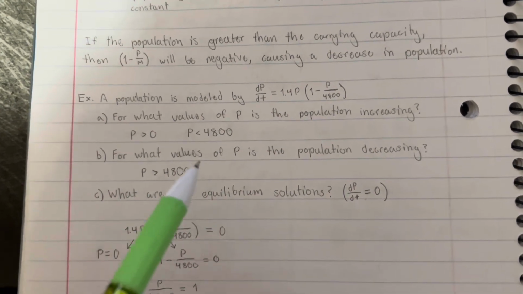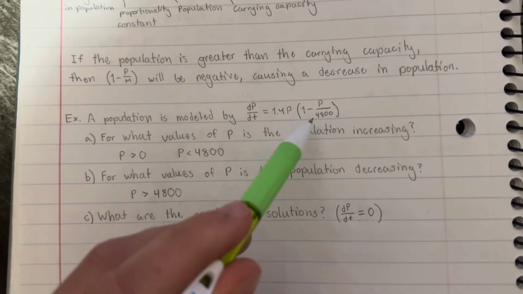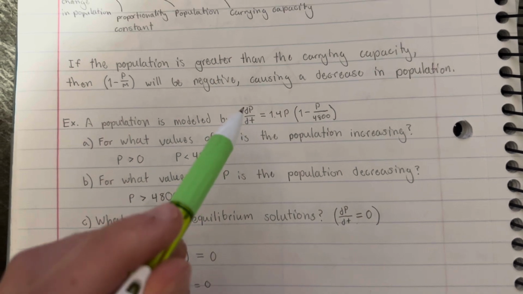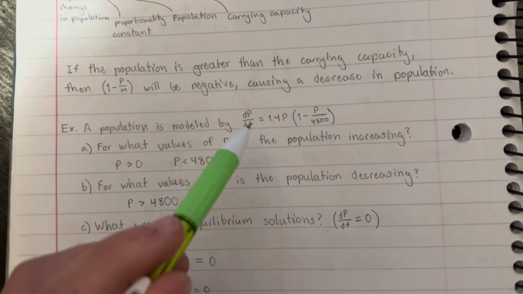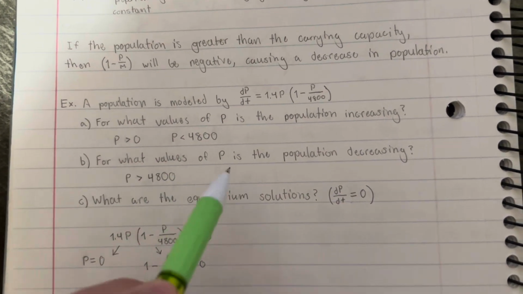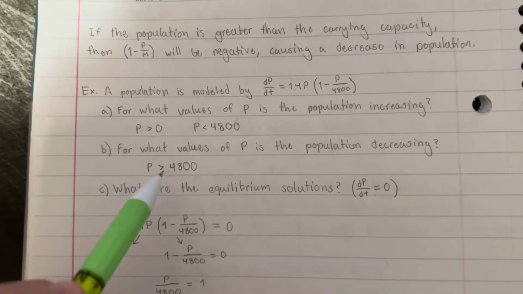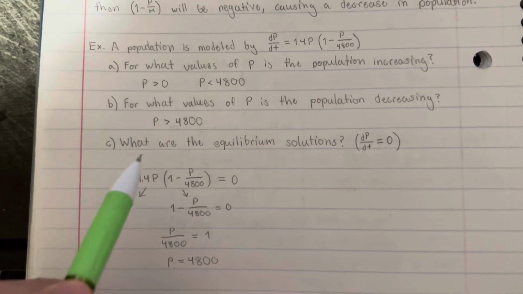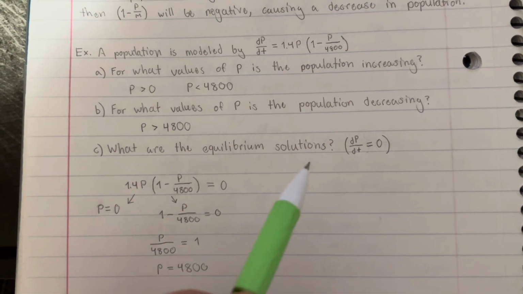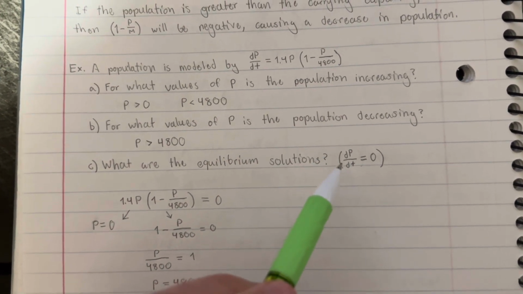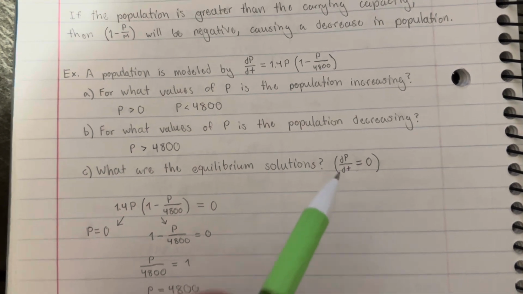And if it's over 4,800, then this will become a negative number, and then the change of the population will decrease. So for what values of p the population is decreasing: at any point where the population is above 4,800. And then part C is asking what the equilibrium solutions are, which is when the change in population over the change in time is equal to 0.